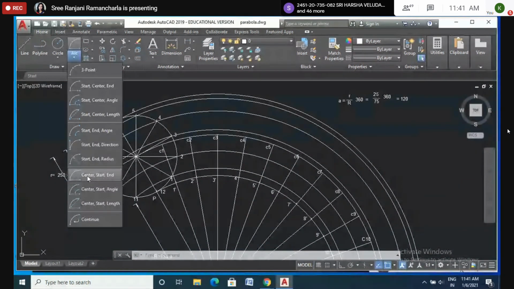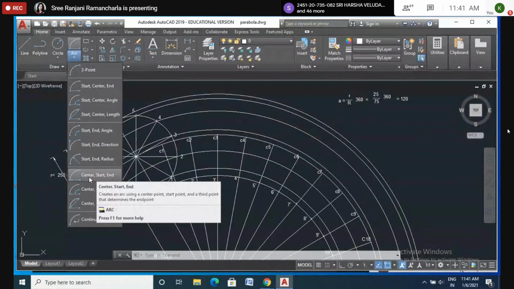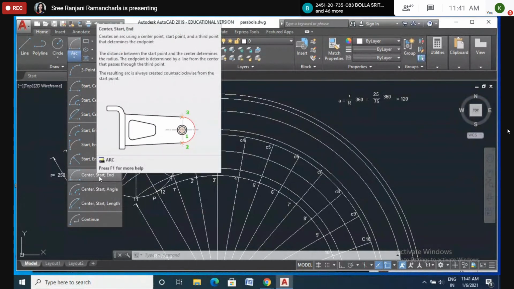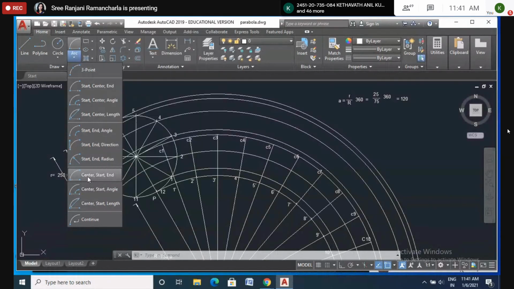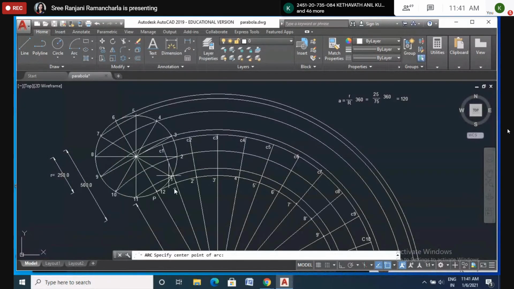So center, start, end. I am having the center, and for the start I can take the radius as 2.5, and then the end. So I will select this one. Here it is asking for the center point. So this is the center point, right? And it is asking for the starting point. So I want to keep my cursor here. AutoCAD will always draw in anti-clockwise, not in clockwise.